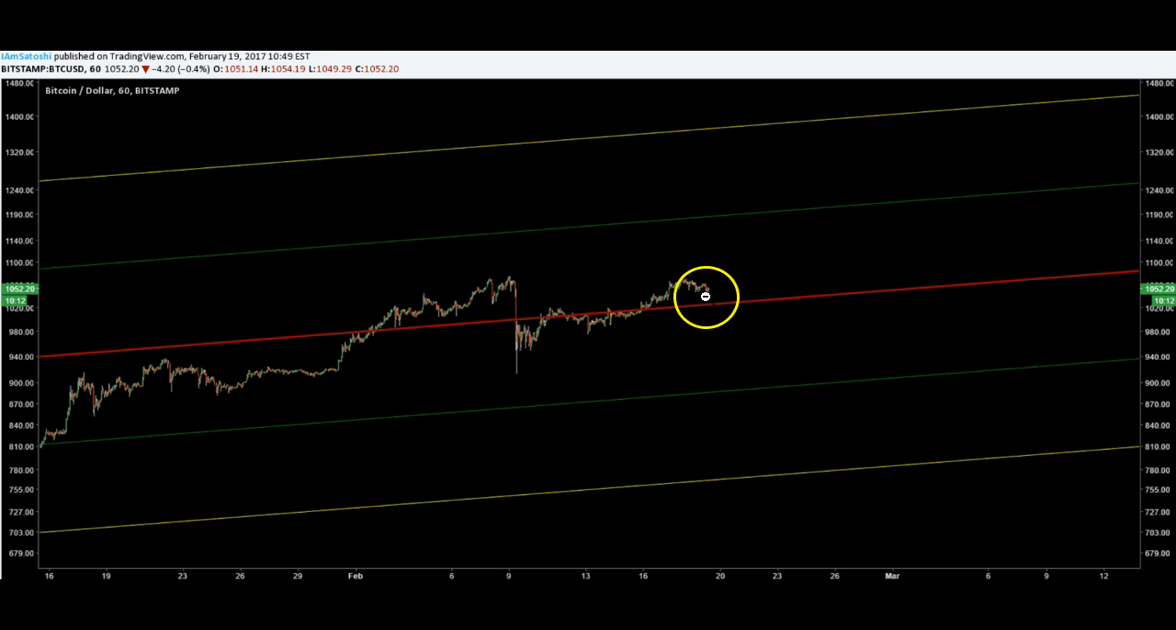Here it is on the hourly. If you want super specific, surgical entries, just zoom down to the hourly. I don't like anything lower than the hourly just because it gets kind of noisy, especially on Bitstamp where volume isn't the greatest to begin with.